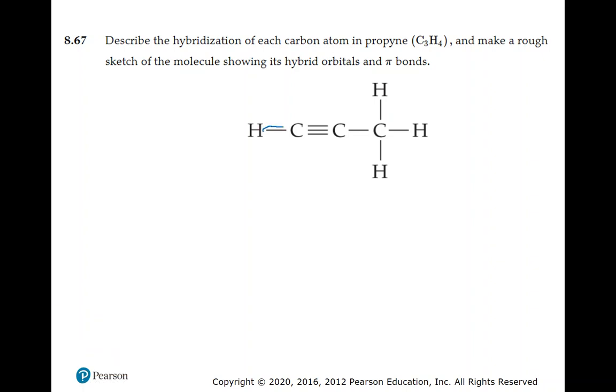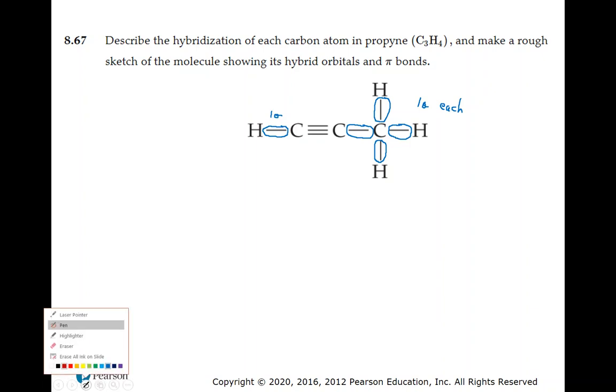So this bond right here has one sigma bond. We'll come back to the triple bond later, and all of these single bonds here likewise are going to have one direct orbital overlap for one sigma bond. And that's true for each of them. Finally, we'll come back to this triple bond right here.